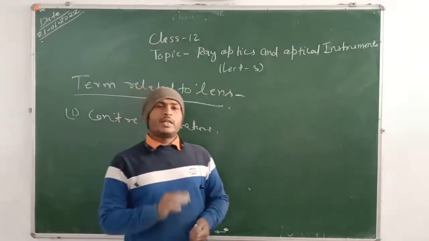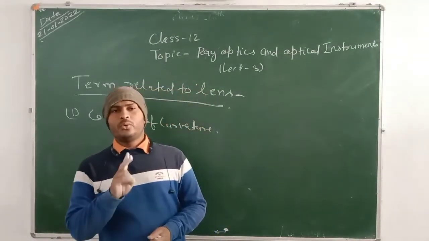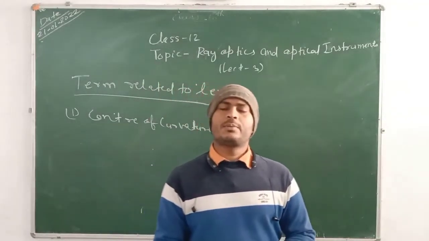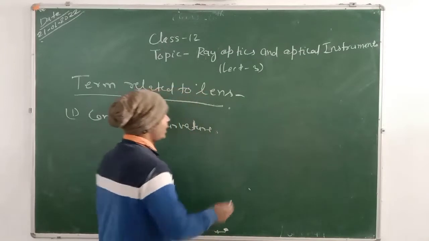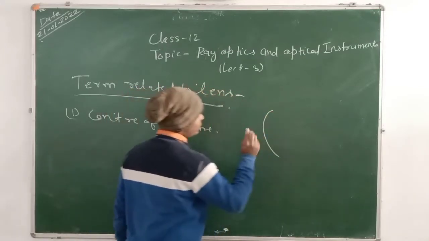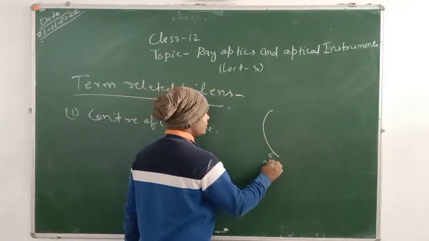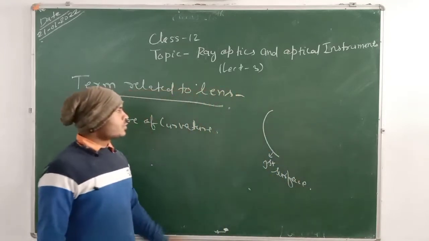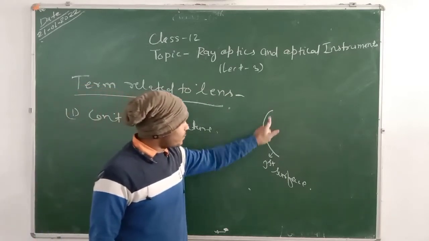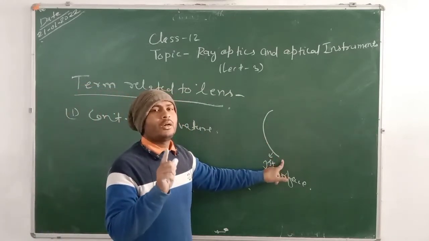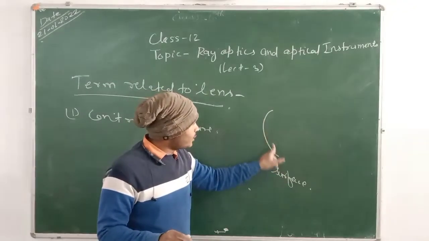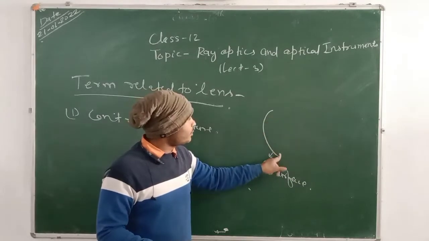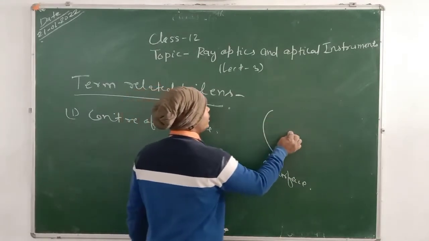We know that a lens is the combination of two surfaces in which at least one surface is spherical. So I am making here, let us suppose, your first surface. Since it is spherical, there must be a center of curvature of this spherical surface. Where should the center of curvature be? The center of curvature of this spherical surface will be along this direction.